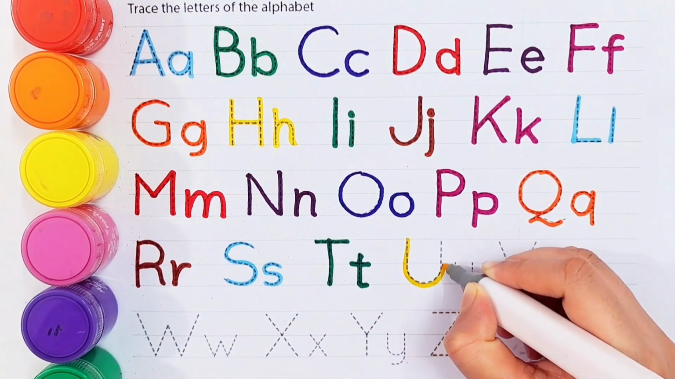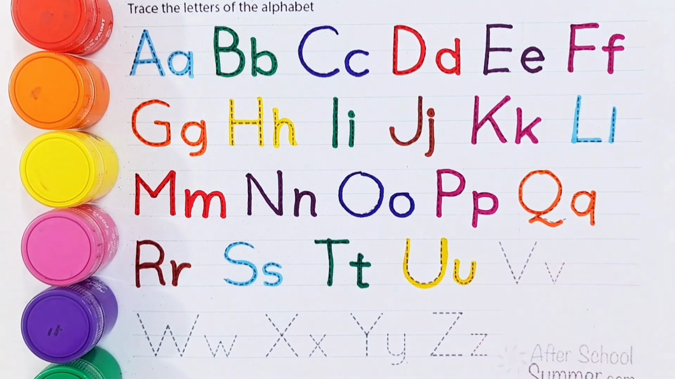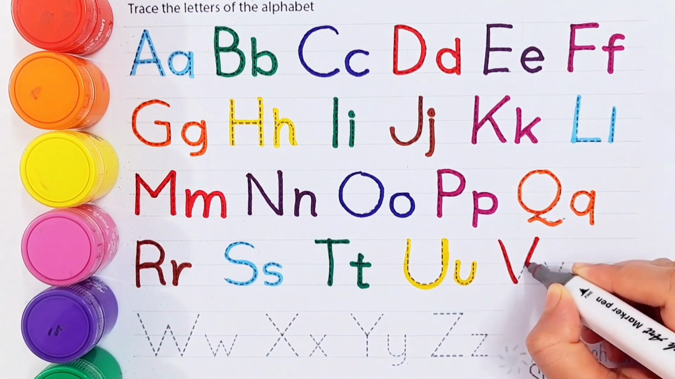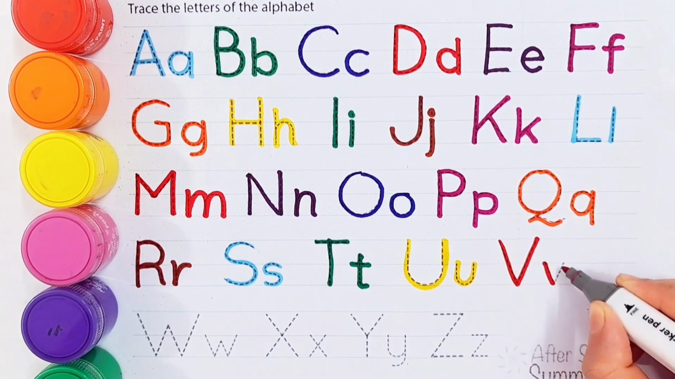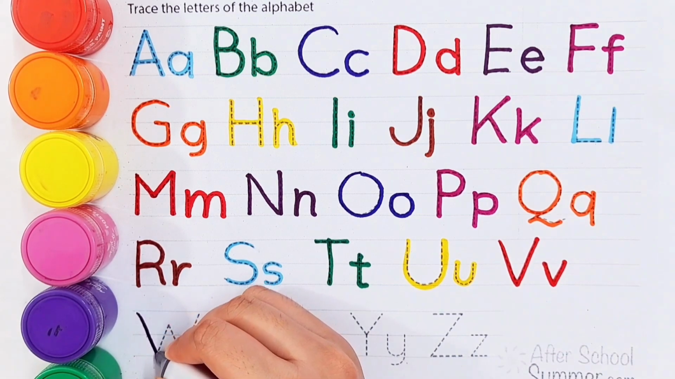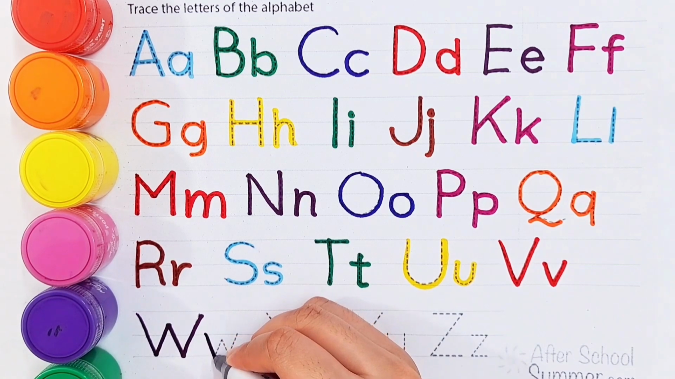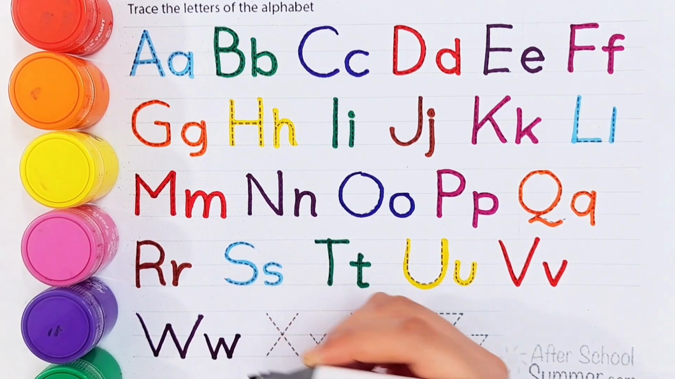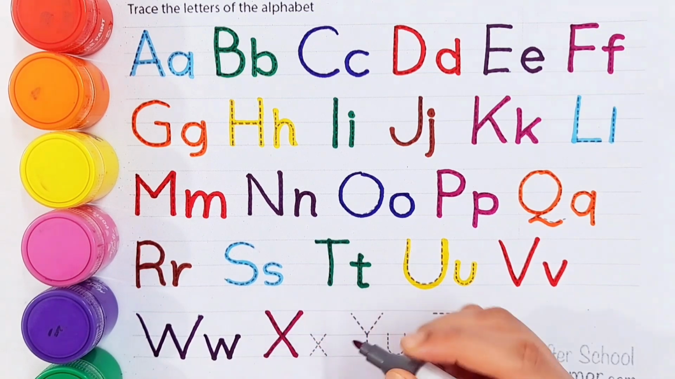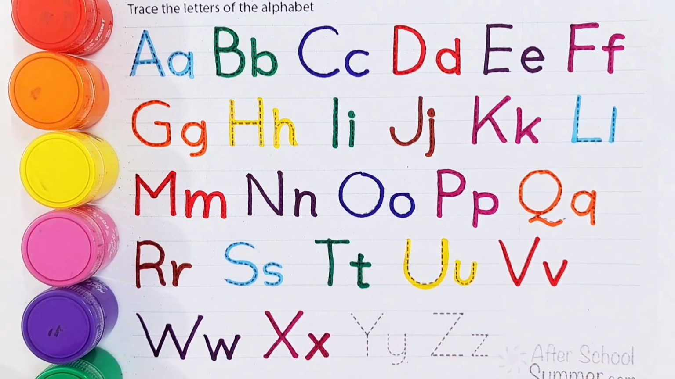U for union. U for unity. V for van. V for vest. W for window. W for wax. X for x-ray. X for Xerox.